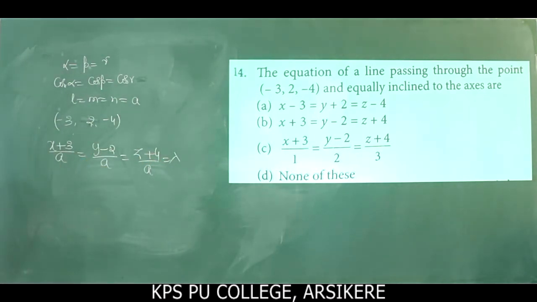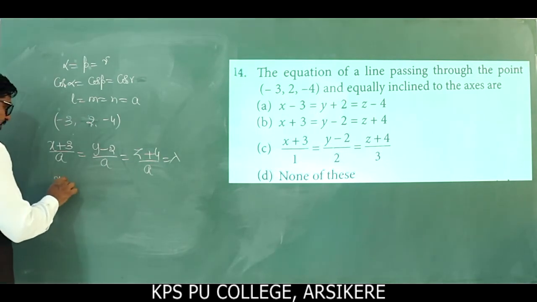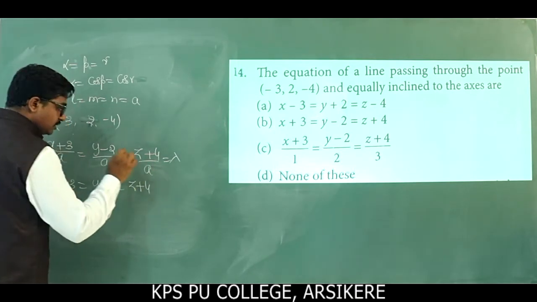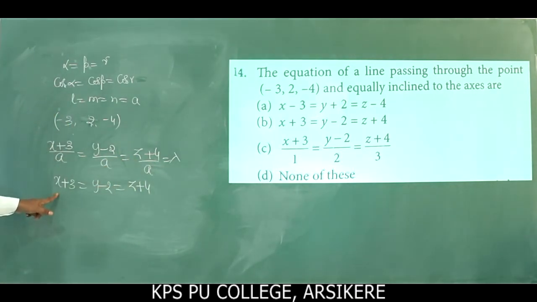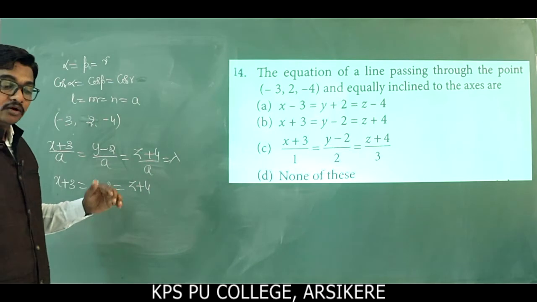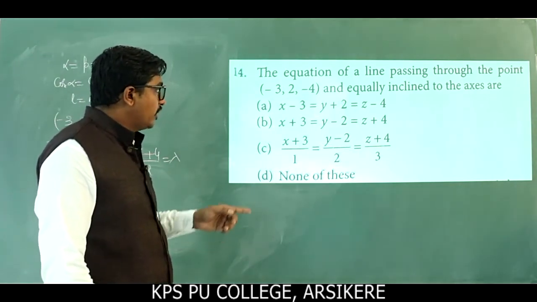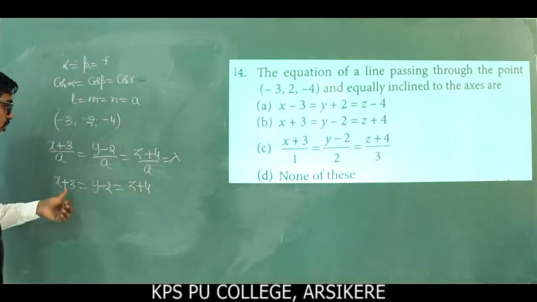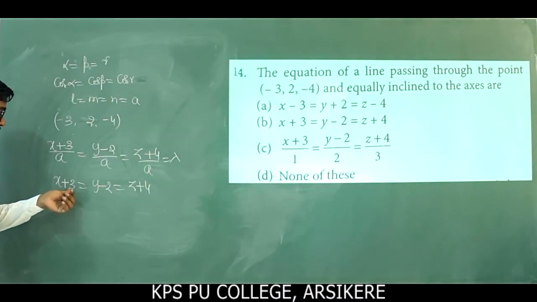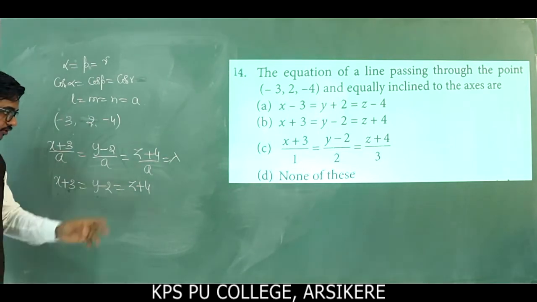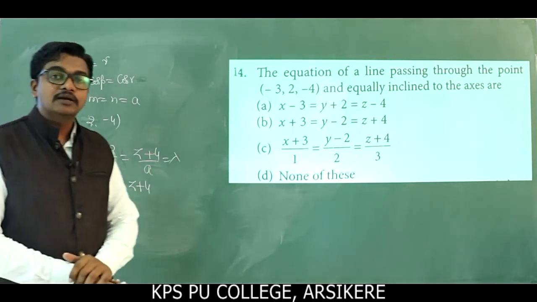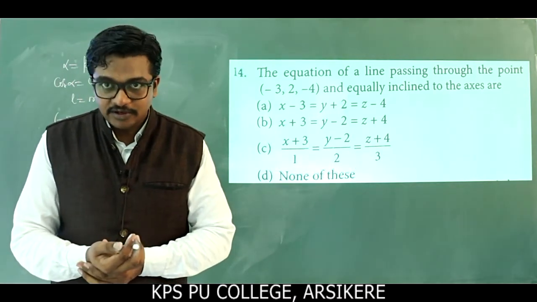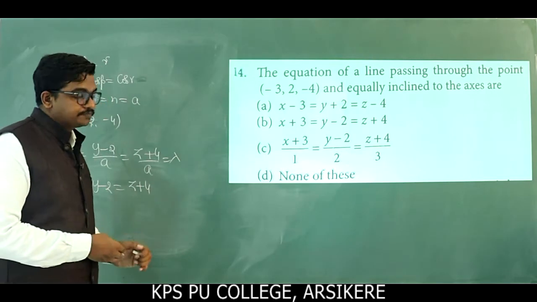Take a as common, so this can be written as x + 3 = y - 2 = z + 4. This is the equation of the line which is equally inclined with the coordinate axes and passing through the point (-3, 2, -4). What is the right answer then? Option B: x + 3 = y - 2 = z + 4. Equally inclined means here alpha is equal to beta is equal to gamma. Okay, next, move to the next question.